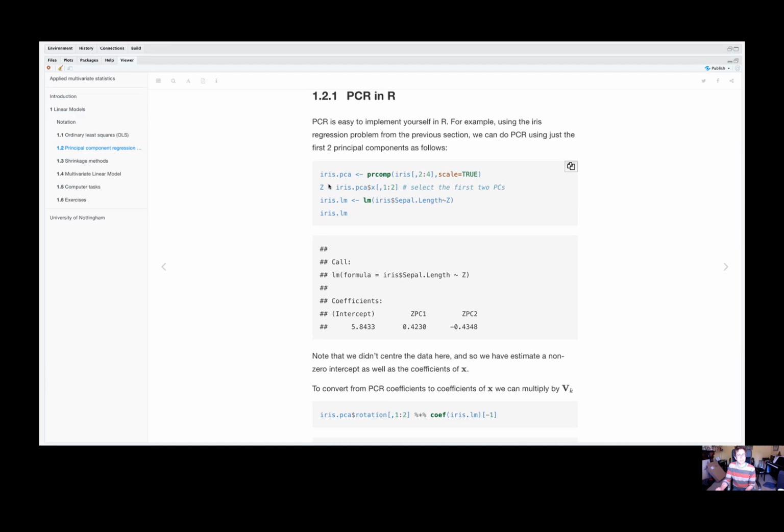I'll call them Z. Then to do principal component regression, we just do lm, the thing we're trying to predict, so that's sepal length tilde Z. Okay, and if we do that, it gives us the coefficients. Note that I didn't center the data here, so I've got an intercept as well as the coefficients, but it's okay. R takes care of all that for us.